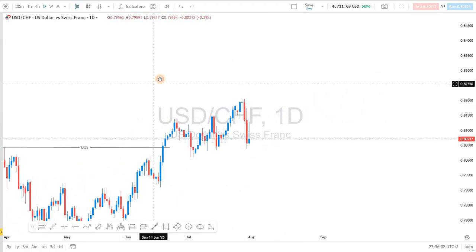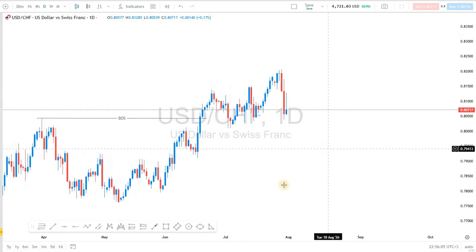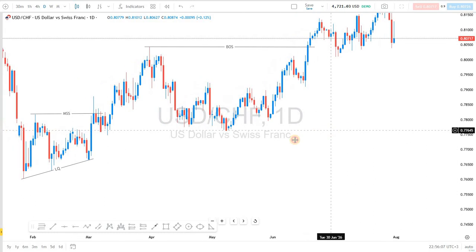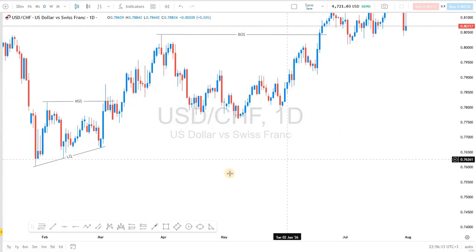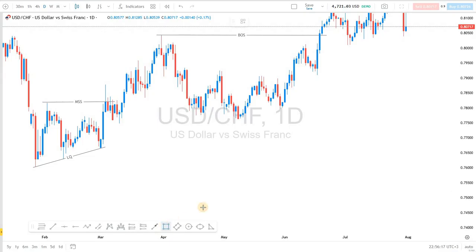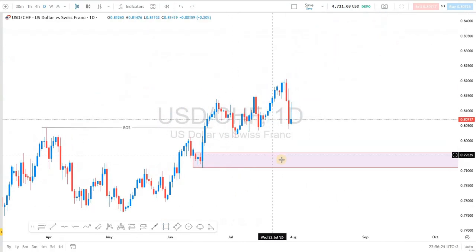After marking this break of structure, we have to mark, as you can see, where this market took its position from here to here before it broke upside. So we have to look where there's a fair value gap. This is the current order block that we can see near where the market is. So this is the order block.